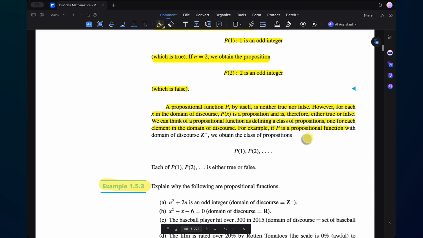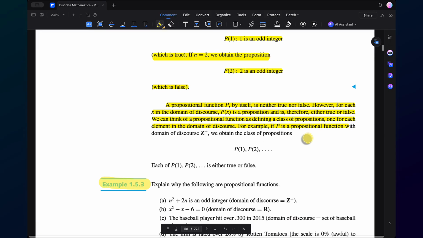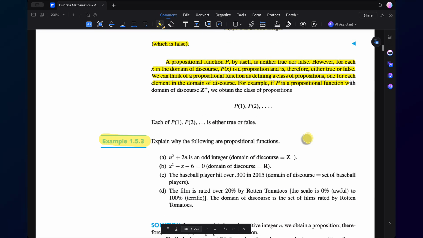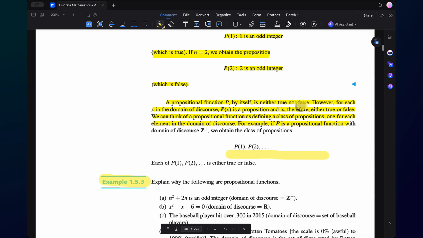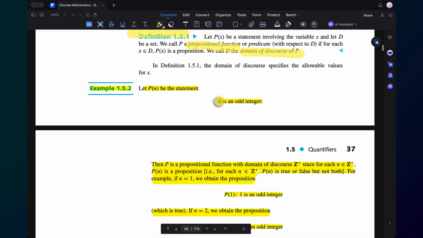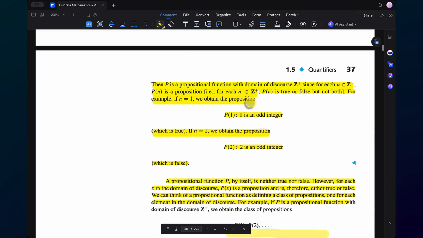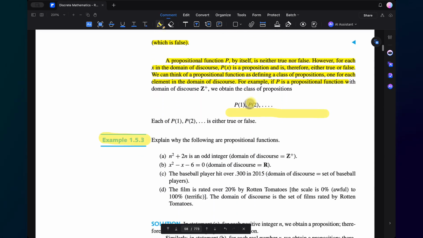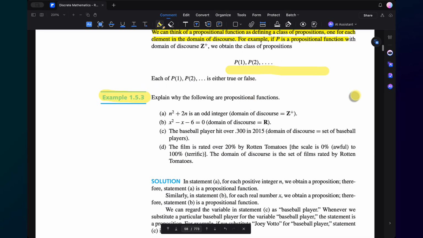Okay, so we're going to be dealing with these propositional functions. Let's do another example. Notice in here there's an infinite number of propositions that are defined by this statement right here. Let P of n be the statement n is an odd integer. There's one for each positive integer. Okay, let's look at this example.